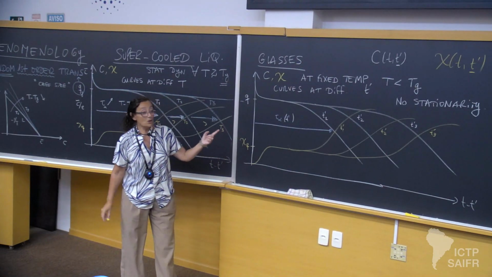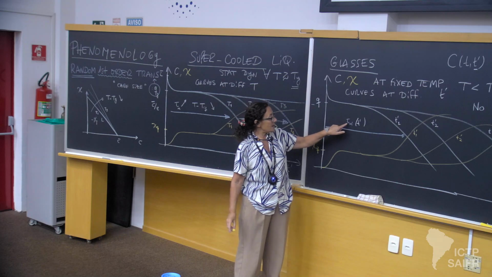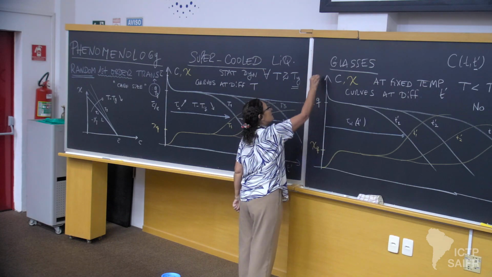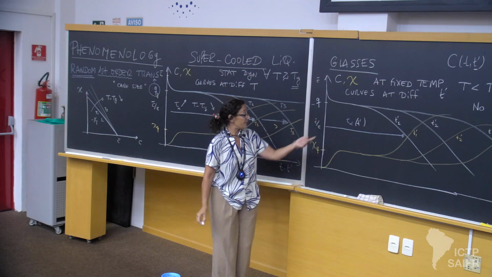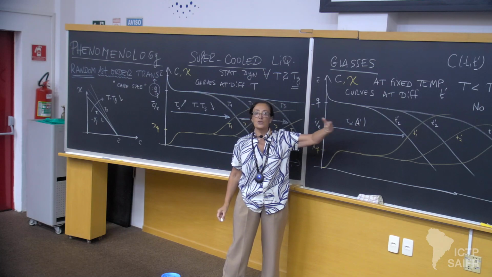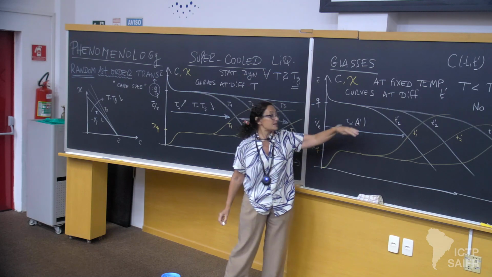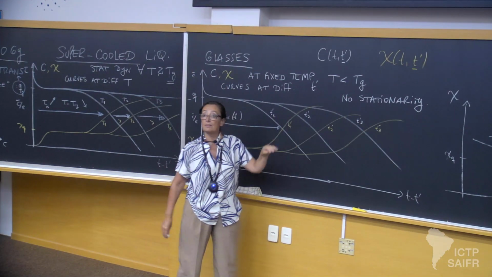So you have lost stationarity, and you see that the relaxation time, which you can also measure in the same way, increases with T prime. So the longer you wait until you start measuring, the slower the relaxation of your system, because the correlation needs more time delay to reach the same level.